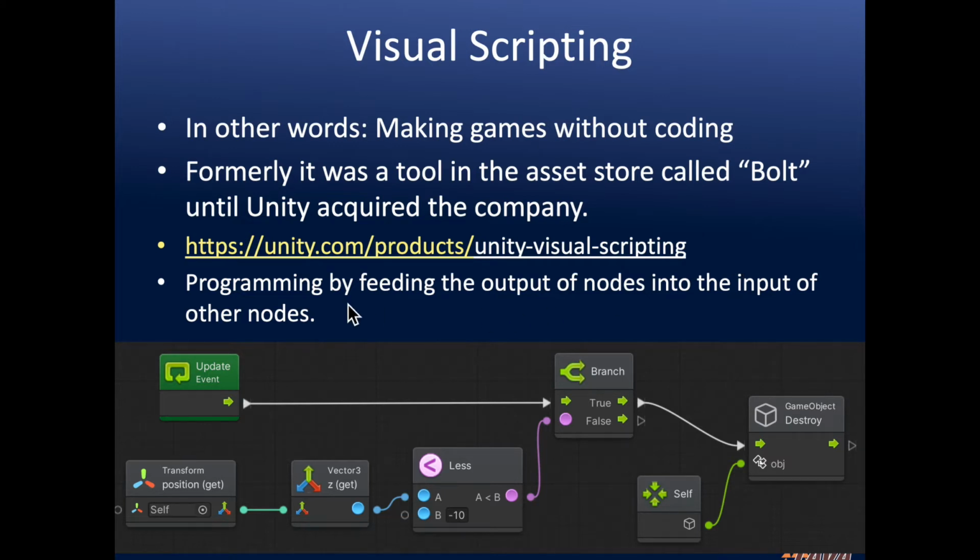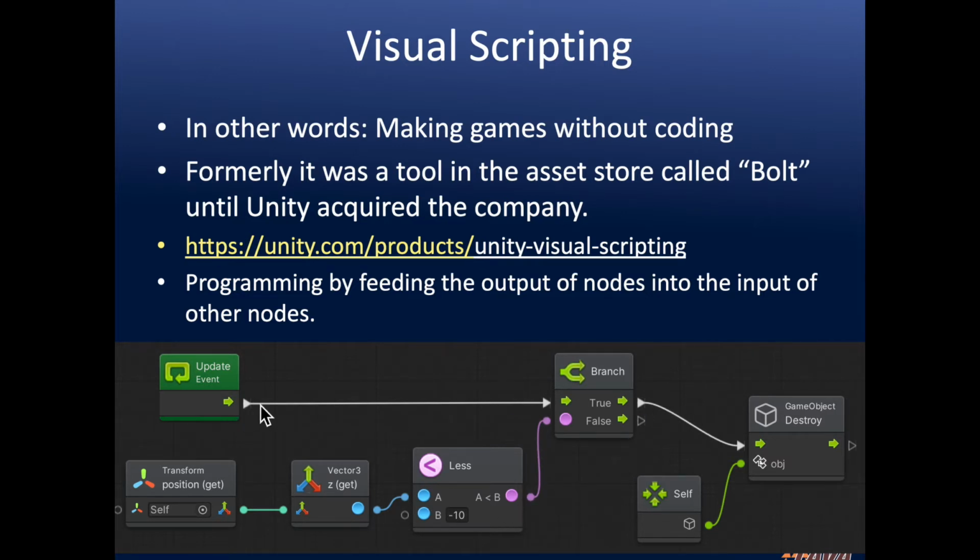So basically what you do in visual scripting is that you are taking the output of nodes and you're feeding it into the input of other nodes. So this is a very simple example of a visual script. And these, as you can see, are nodes. This is the transform position node. This is the vector 3 get node, less than function node, branching node. And basically, you take the outputs of one node, you feed it into the input of the next node, and so on.